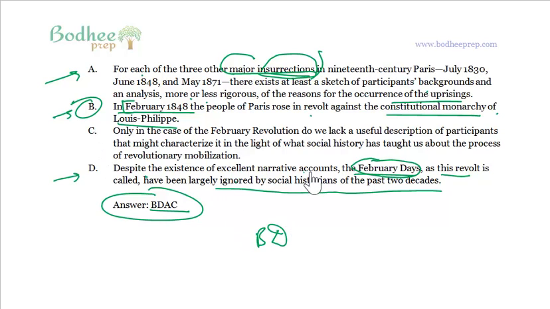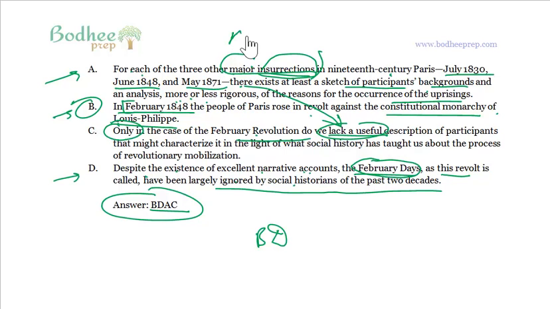Despite the existence of excellent narrative accounts, the February days, as this revolt is known, have been largely ignored. For each of the three major insurrections of 19th century, so it says July 1830, July 1840, these are the three major revolutions, or rather I would say insurrections, there exists at least a sketch of participants' backgrounds and analysis, more or less rigorous. Only in the case of February Revolution do we lack. So this only is justified by this particular sentence. Only in the case of this we lack something, but in the others we have so many.